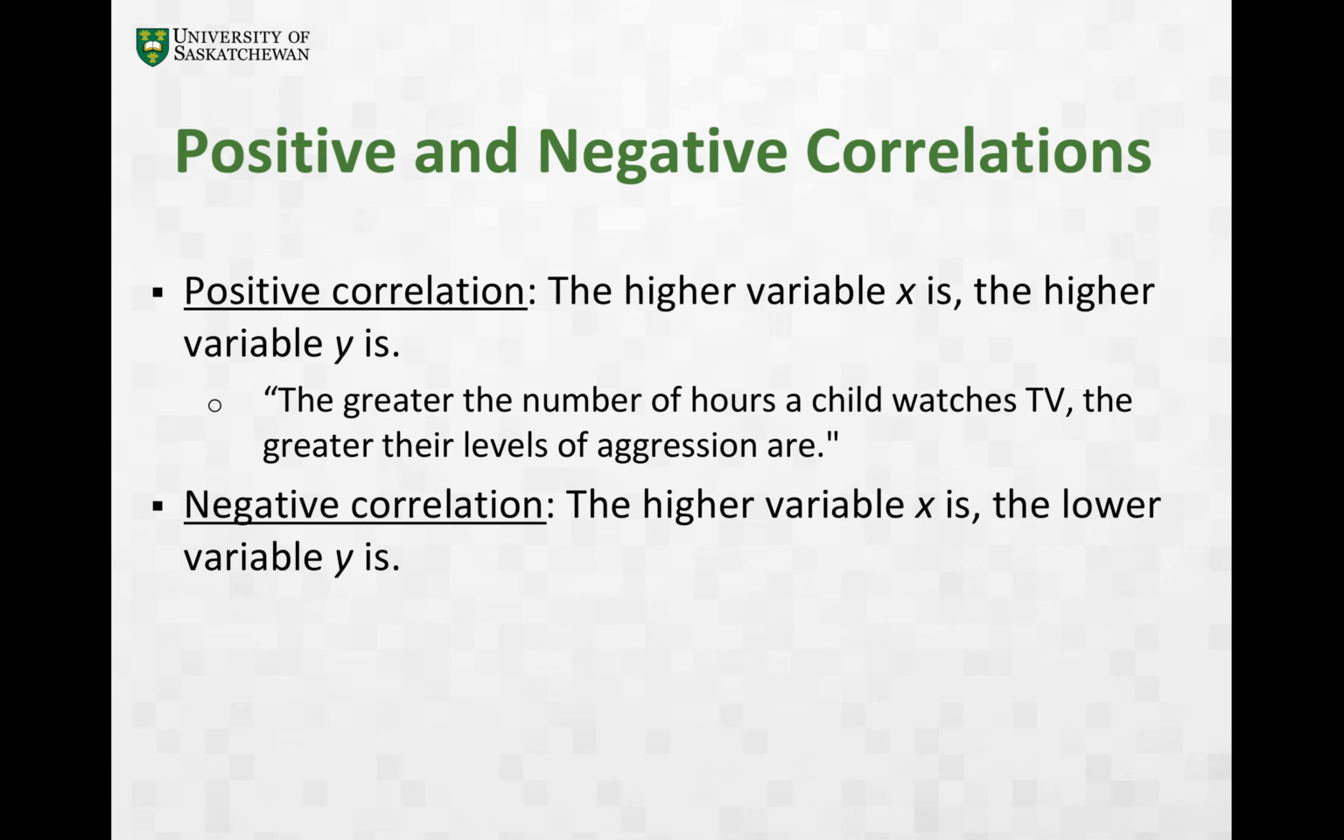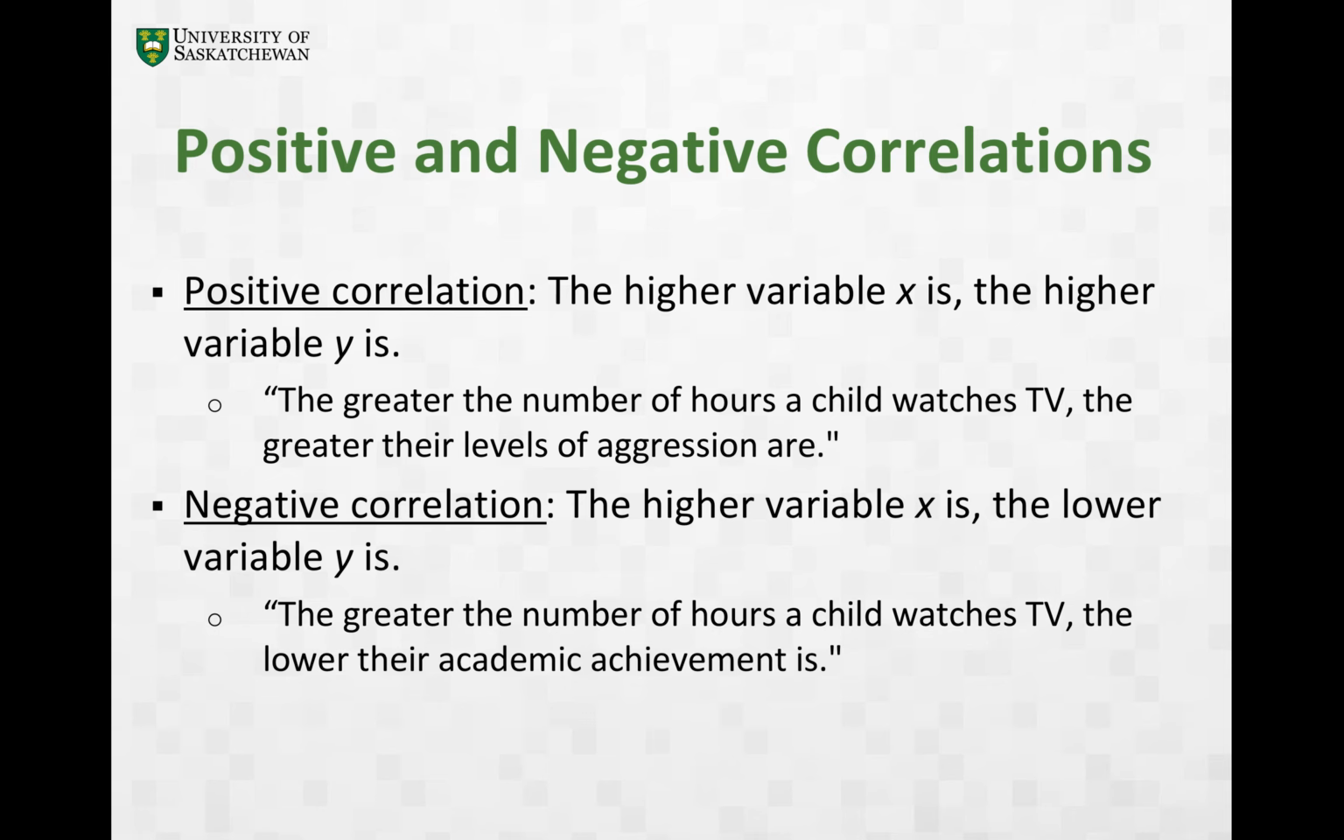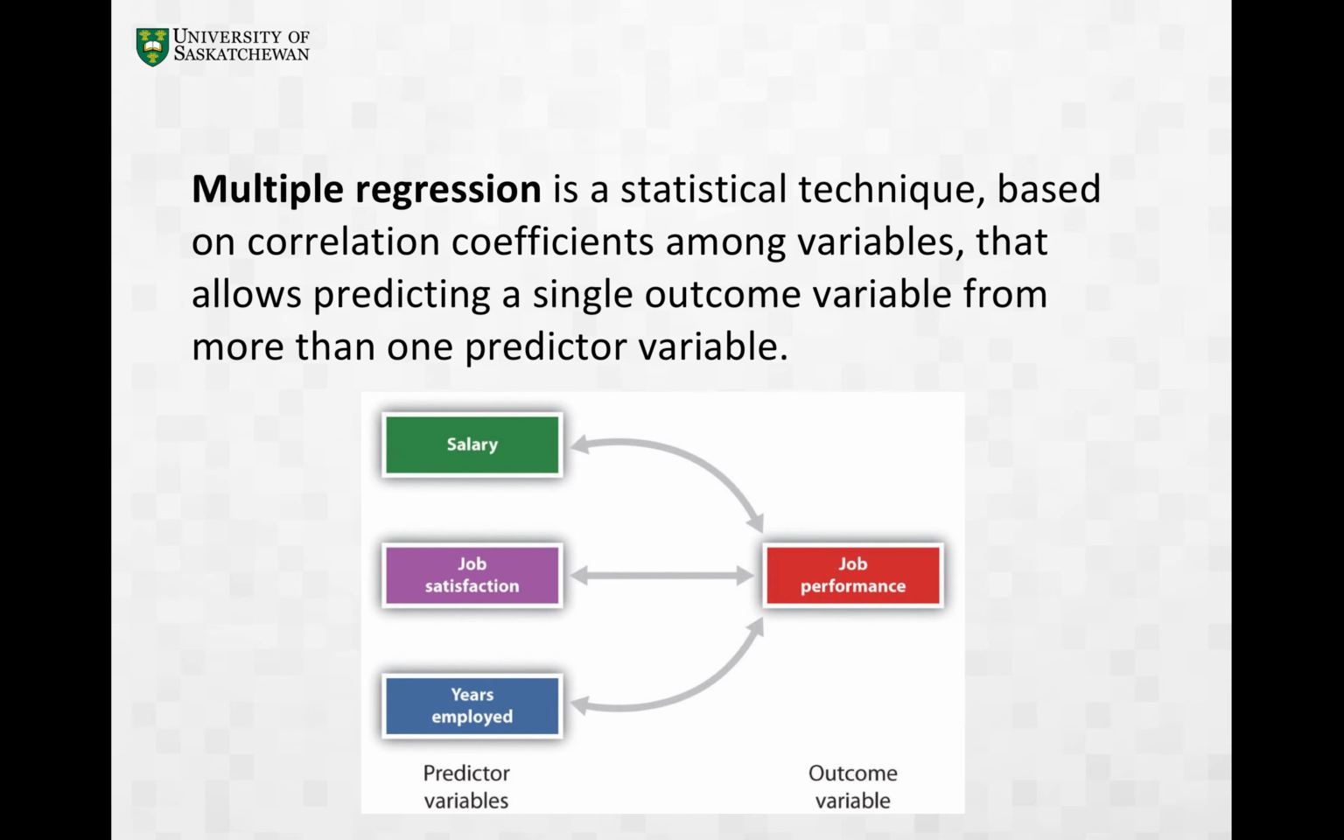Well, what about a negative correlation? A negative correlation would mean that the higher variable x is, the lower variable y is. That is, as one goes up, the other goes down. Let's try this out. The greater the number of hours a child watches TV, the lower their academic achievement is. So as hours of watching TV increases, academic achievement goes down. So that would be a negative correlation.